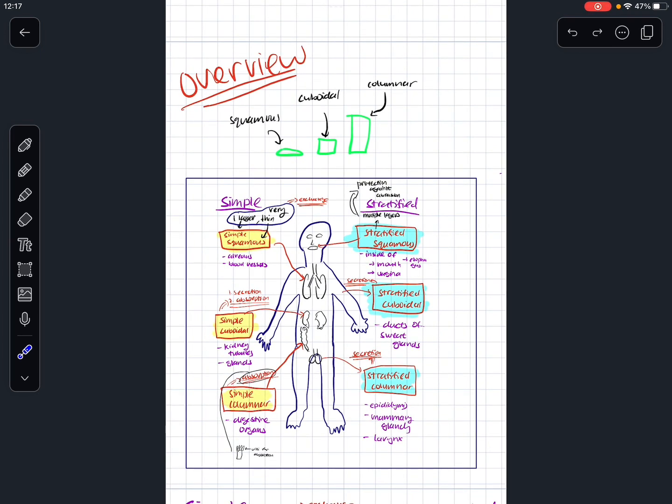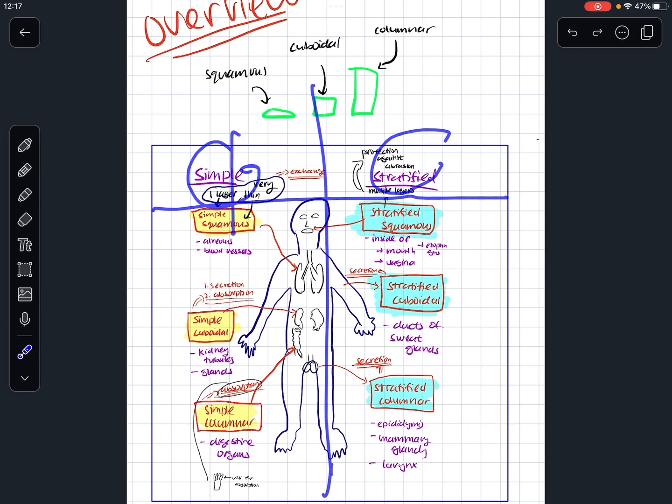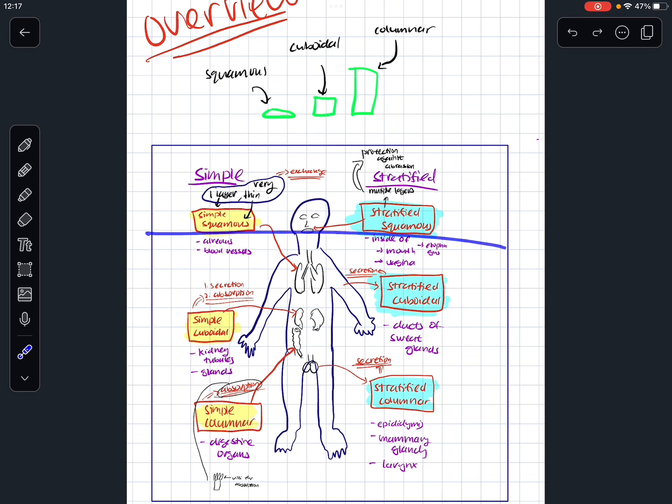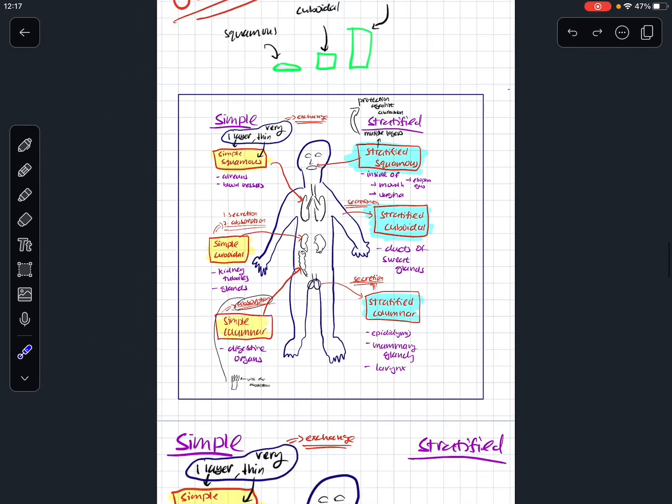And just to help you remember the types of epithelium more simply, I've separated this into a few categories. So here we can see there's simple and there's stratified. On the left side it's simple, on the right side it is stratified. And then here we have squamous, cuboidal, and columnar. And as you go down, the cell shape, the height actually becomes taller. And the pattern is all the same, as in here you have squamous, cuboidal, columnar, and the same goes with here where you have squamous, cuboidal, and columnar. This is just a way for you to memorize in the future.